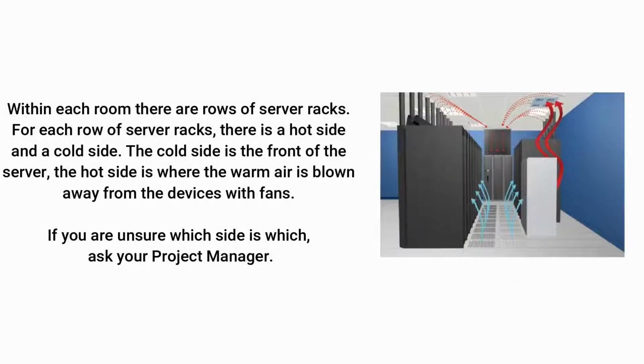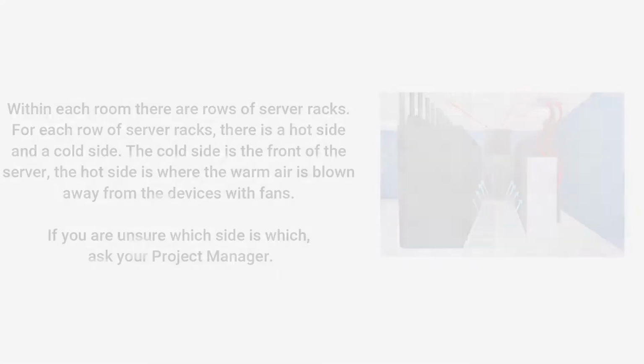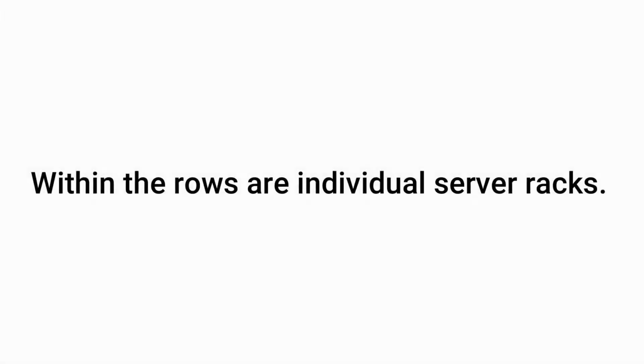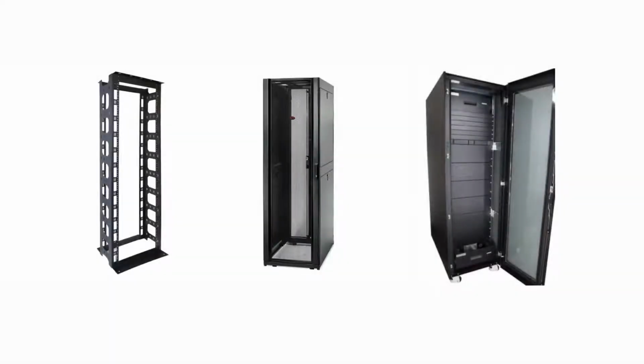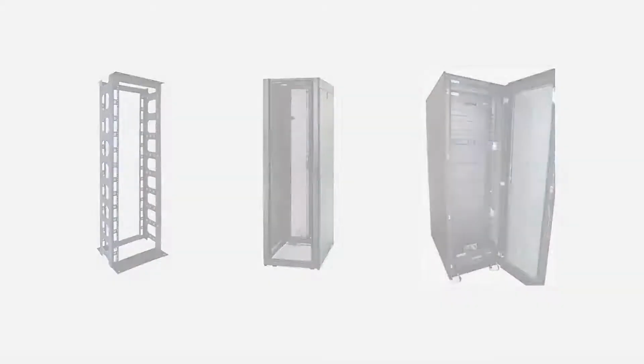The cold side is the front of the server, the hot side is where the warm air is blown away from the devices with fans. If you are unsure which side is which, ask your project manager. Within each row are the individual server racks. Racks hold multiple server devices and have a range of heights and designs. Often there will also be server cabinets which enclose the rack. The server cabinets are like a desktop PC's case while the rack is the frame inside.